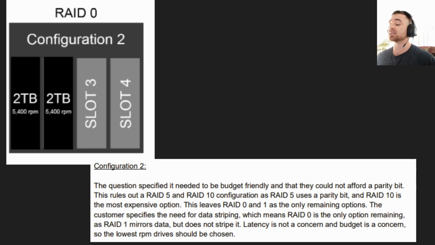This leaves RAID 0 and RAID 1 as the only remaining option. So based on what we know so far, the only remaining options are RAID 0 and RAID 1. The customer then goes on to specify that they need data striping. Okay, they need data striping. They must have that. And that means RAID 0 is the only option remaining because RAID 1 mirrors data, but it does not stripe it.